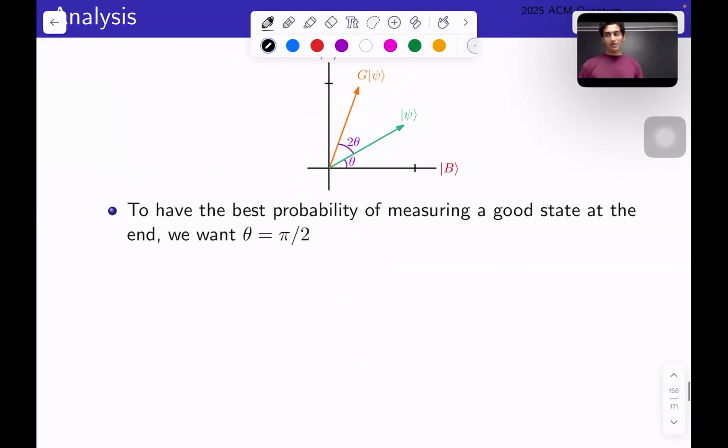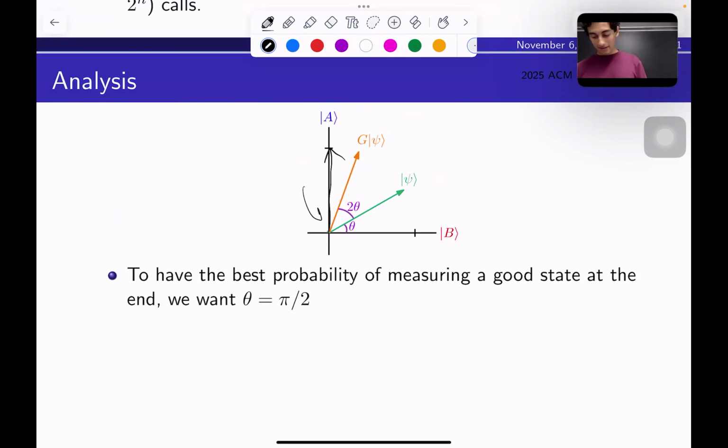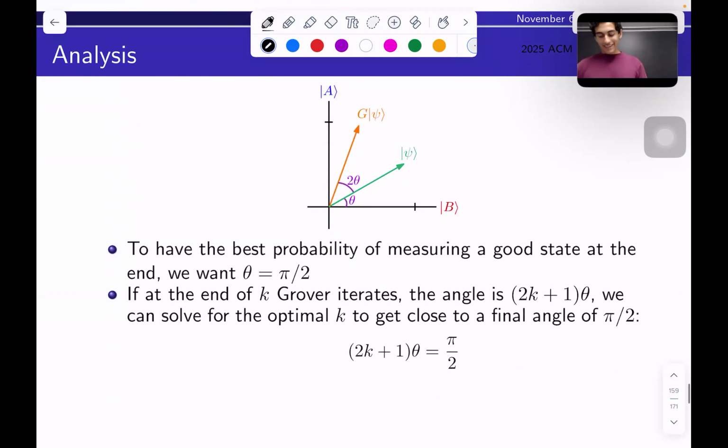And then we said a while ago that to have the best probability of measuring an awesome state at the end, we want our angle to be pi over 2 radians. That means we're perfectly aligned with the A axis. So theta equals pi over 2. That'll give us a 100% probability of solving the problem. Ideal case, not always possible, almost never possible. But we just said that we apply K Grover iterates and we change the angle to (2K plus 1) theta. So all we have to do is just solve the equation for K.